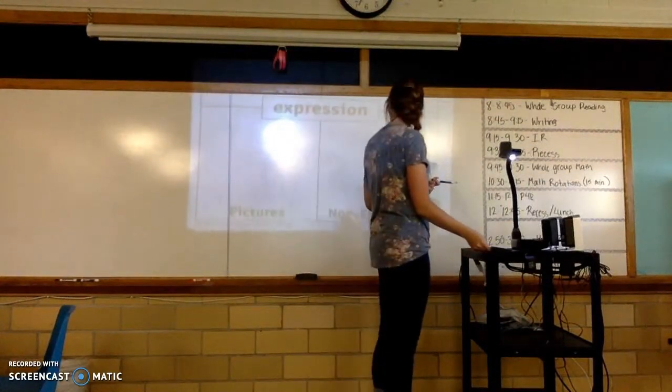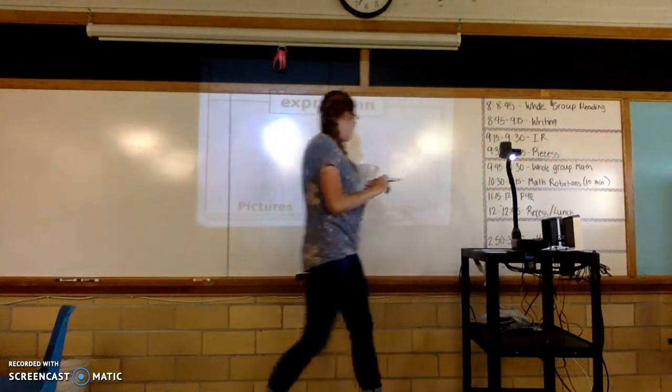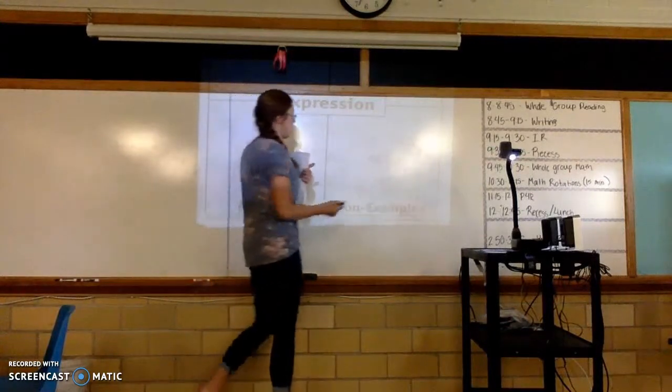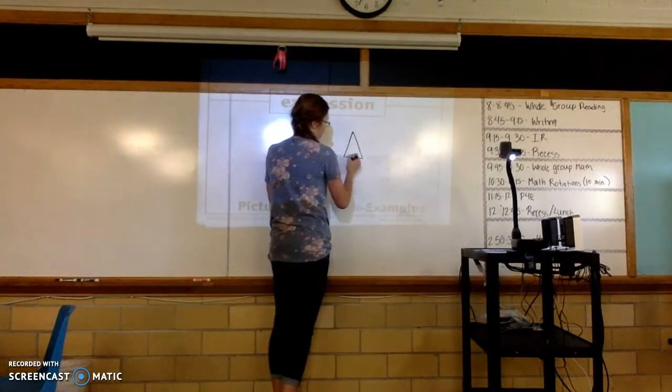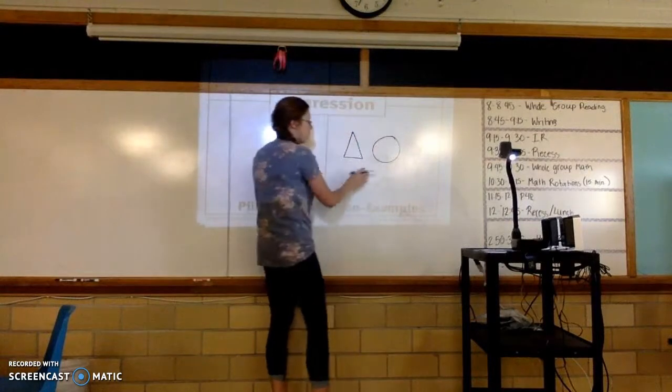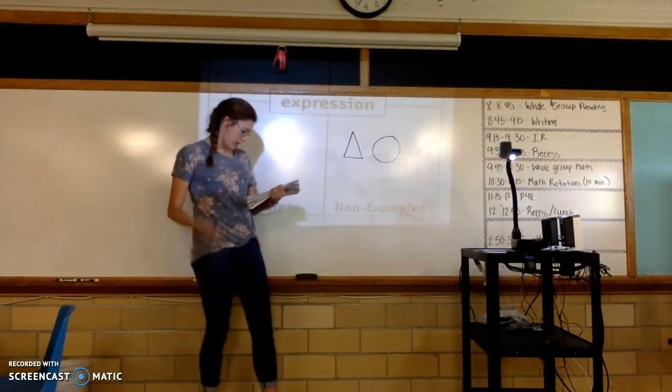Let's look at the non-examples in the picture. So a non-example for this would be a triangle or a circle, because this is not a given amount. It is not a way to express amount.